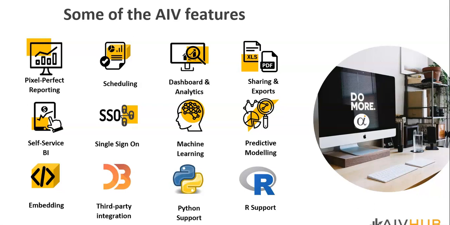With the introduction of version 4, you get R and Python support with machine learning to enable the user to have predictive modeling. They can implement any R and Python algorithm, and they can have a forecast or predictive analysis within the AIV dashboard.